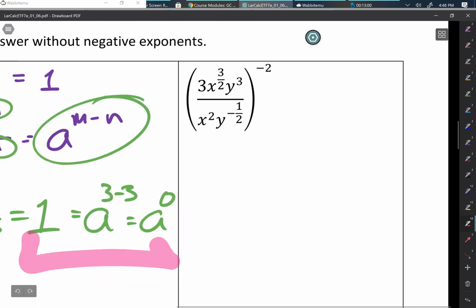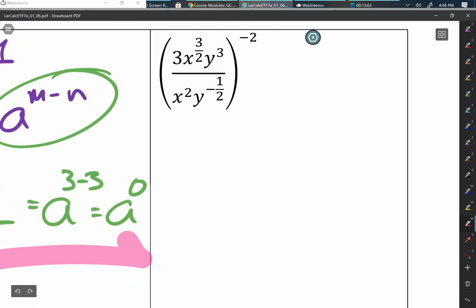Okay, our last one. I need to clean this mess up. Now, it looks like I got a lot going on here. I've got a numerator with x terms, x's in the denominator, y terms and y terms in the denominator. I got a negative exponent down here. I got a negative exponent out there. I'm not sure what to do. So what I am going to do is start inside of the parentheses. And I'm just going to deal with things. Okay?